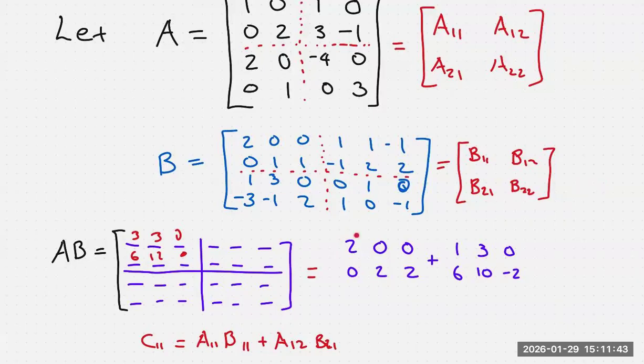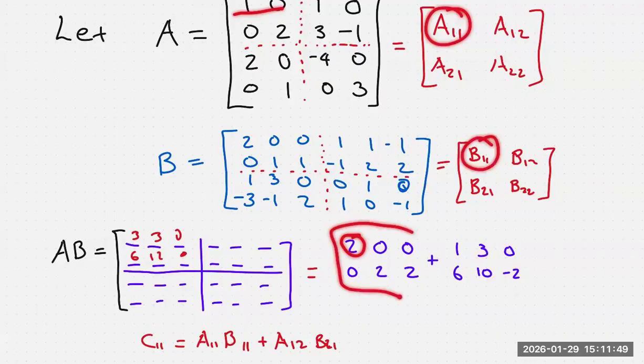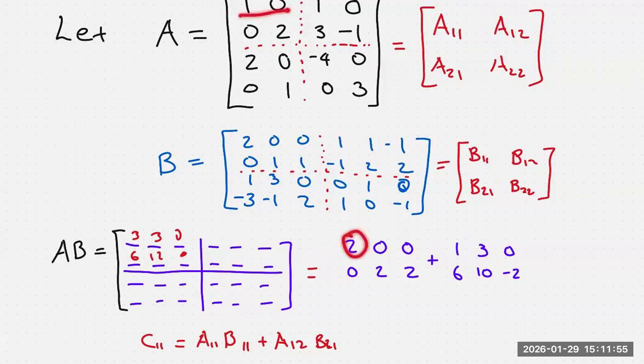So let's work with the 2 first. As you correctly said, remember it's A11 times B11. That's why I got all these numbers right here. So to get the 2, you correctly said 1, 0 times 2, 0. That's why I got this 2. Keep going across: 1, 0 times 0, 1. That's why I got the 0 right here. You okay with that? Yes, sir.